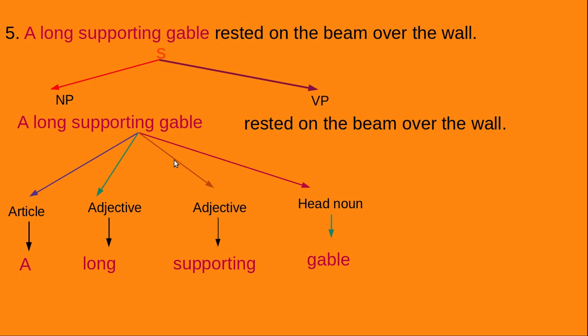Then how can we identify the head noun? You can hide each word. Here you see, I am hiding a. Long supporting cable is meaningful. It has a sense. Long, you can hide or cut long. Yes, supporting cable has sense. Then you cut supporting, a long cable has sense. Now you cut cable: a long supporting is not sensible. It is senseless. So cable is the head noun. I think you got it.